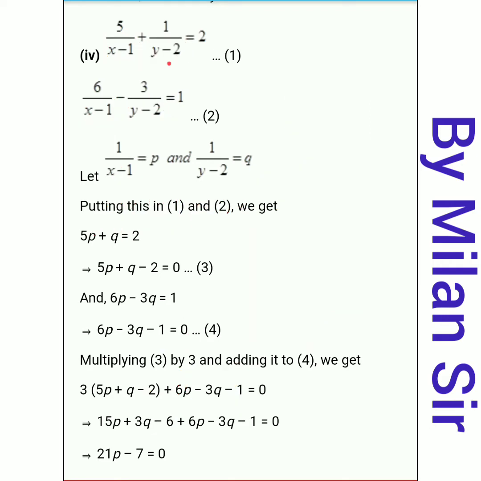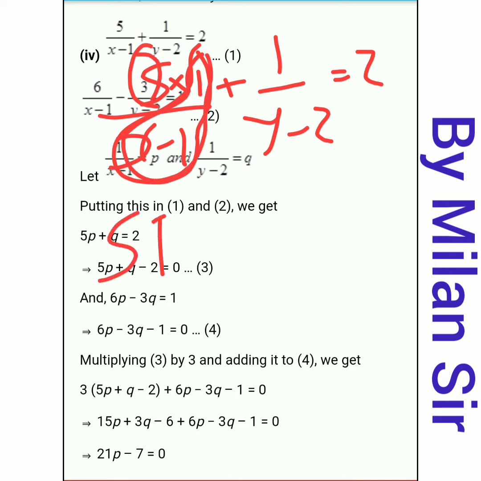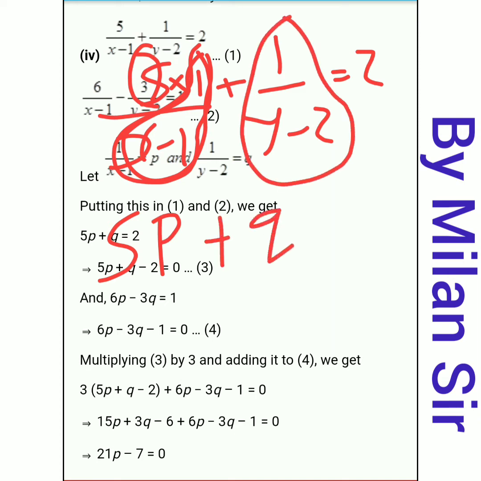So our first equation is 5 upon x minus 1 plus 1 upon y minus 2 is equal to 2. Now we can write it like this, multiplying by 1. 1 upon x minus 1 is p, so here 5 is remaining, and 1 upon x minus 1 is p, so 5p. Here 1 upon y minus 2 is q, equal to 2 as it is. This is our equation number 3: 5p plus q is equal to 2.